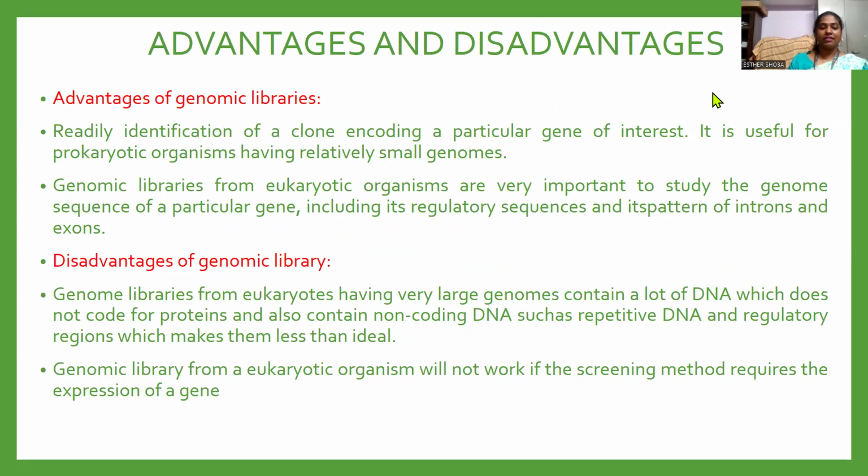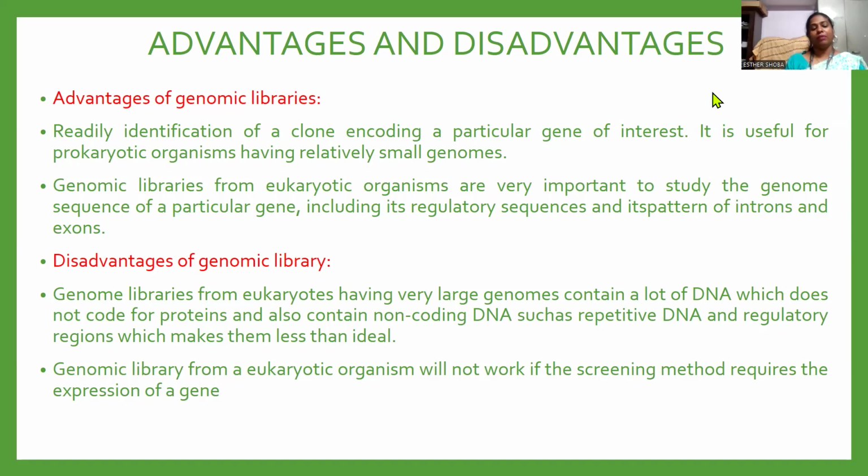Now the advantages and disadvantages of genomic libraries. The advantages: they help in the identification of a clone encoding a particular gene of interest. It is useful for prokaryotic organisms having relatively small genomes. Genomic libraries from eukaryotic organisms are very important to study the genome sequence of a particular gene, including its regulatory sequence and its pattern of introns and exons.